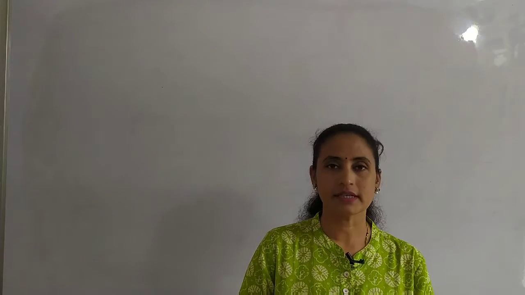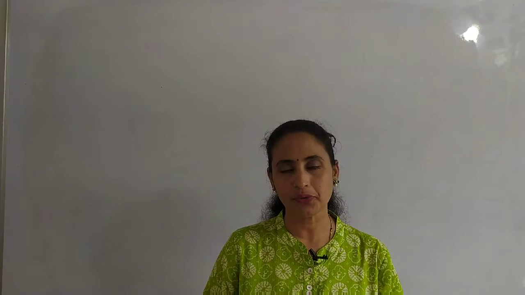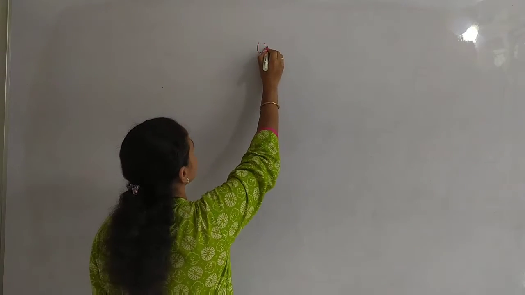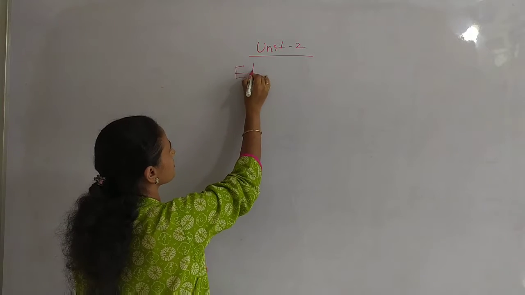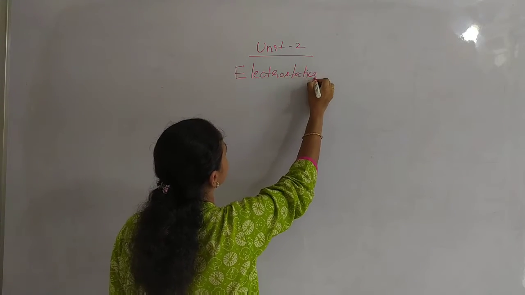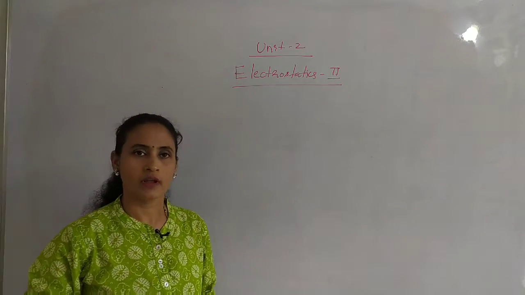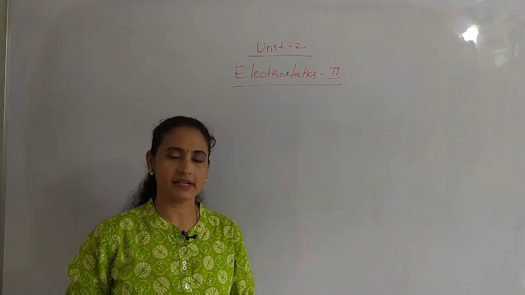In the last unit, Electrostatics 1, we discussed the electric field in free space. In Unit 2, we are going to discuss the electric field in material space. So, we will start Unit 2. The title of Unit 2 is Electrostatics 2. In this chapter, we are going to discuss the electric field in material space.